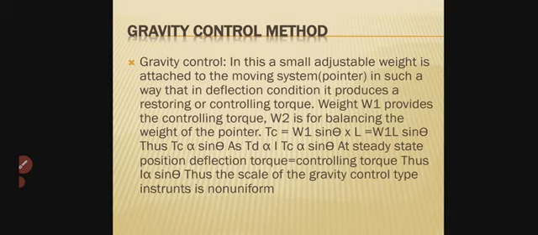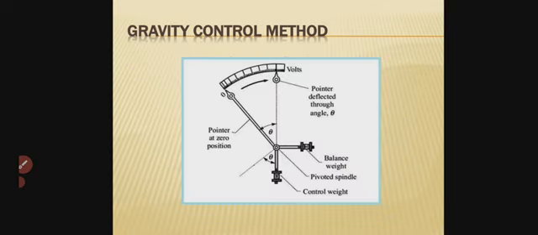In the gravity control method, a small adjustable weight is attached to the moving system in such a way that the deflection produces a restoring controlling torque, and the pointer comes to rest at the position where Td equals Tc. This is all about the gravity control method.